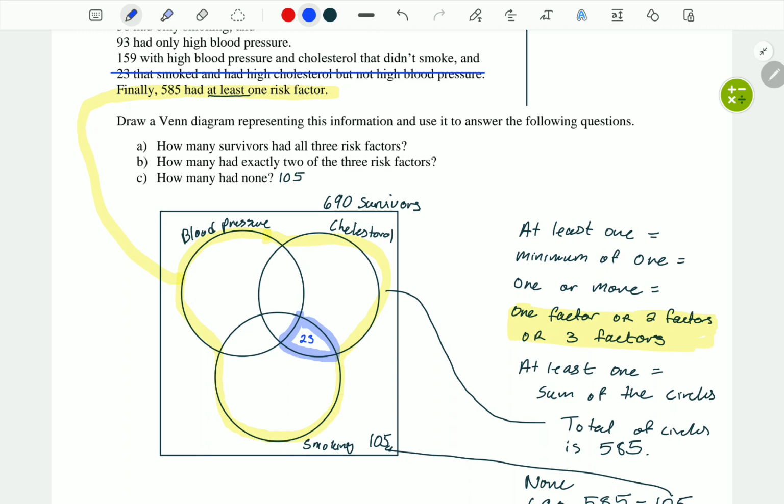159 smoked and had high cholesterol. Sorry, 159 had high blood pressure and cholesterol that didn't smoke. High blood pressure, high cholesterol, but did not smoke. That is only this section right here. So only that section is the 159. If you notice, we're not including the intersection of the 3 in this case because we're excluding the 3rd category.